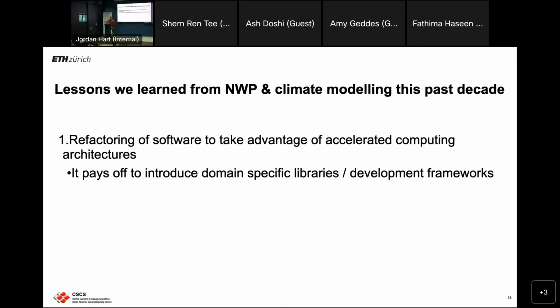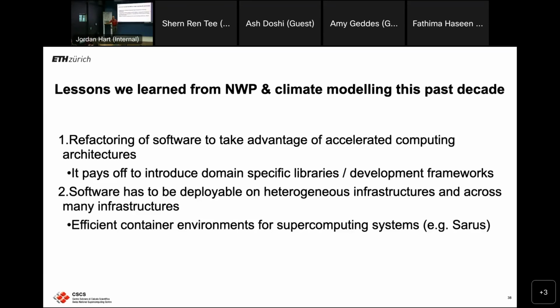So the main lessons that we learned is from, I don't know now, 12 years of collaboration with particularly weather and climate areas, refactoring software to take advantage of accelerated computing architecture. That's a key part that will stay with us. It pays off to introduce domain-specific libraries and development of frameworks for particular domains, and we have experience in a number of domains, also outside of weather and climate.